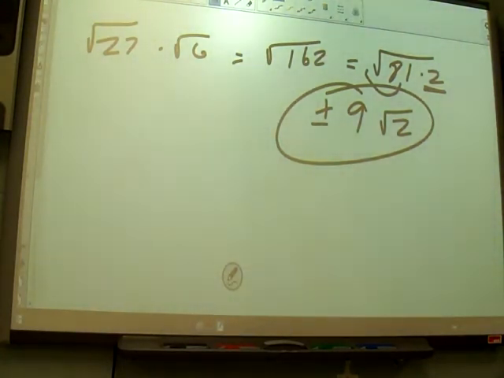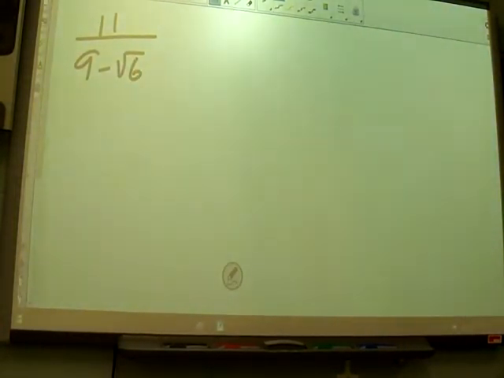Okay, I got one more thing I need to show you, because you'll see this come up from time to time. Now that says 11 over 9 minus the square root of 6, and we're told to simplify. That's what we're looking at there.